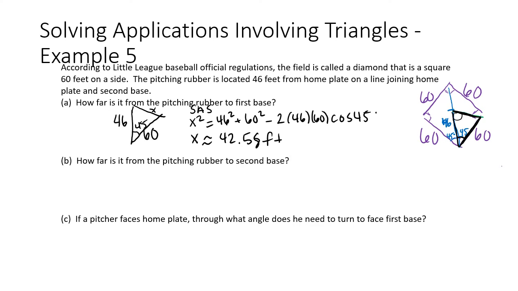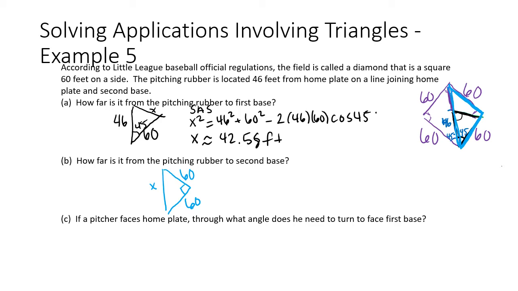Now if I want to figure out how far away the pitching rubber is from second base, so now I'm trying to figure out this length right here. So let's draw this big triangle. Okay, so this is going to be a right triangle between second base, first base, and home plate, and then all the way back up. Each of these is 60. I can figure out the length from home plate up to second base, and then I can use that to figure out how far away the rubber is from that.